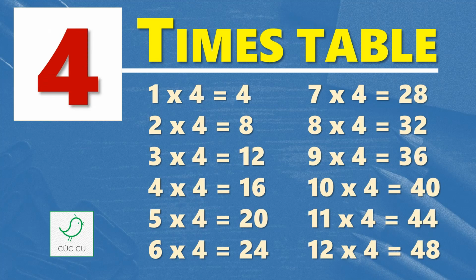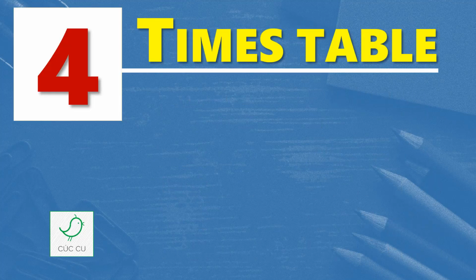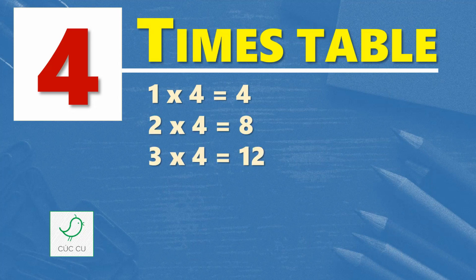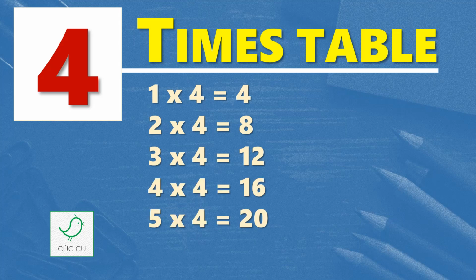Multiplication table of 4. 4 times table. 1 times 4 is 4. 2 times 4 is 8. 3 times 4 is 12. 4 times 4 is 16. 5 times 4 is 20. 6 times 4 is 24.